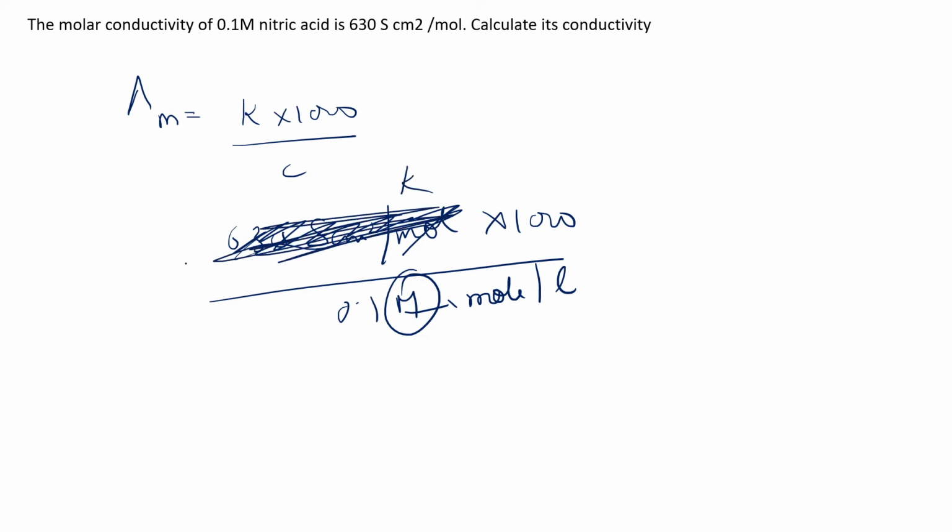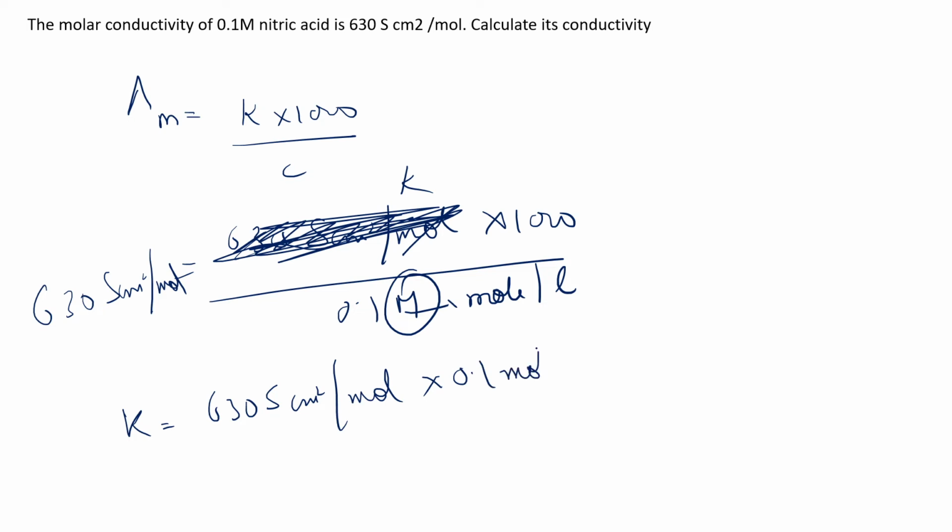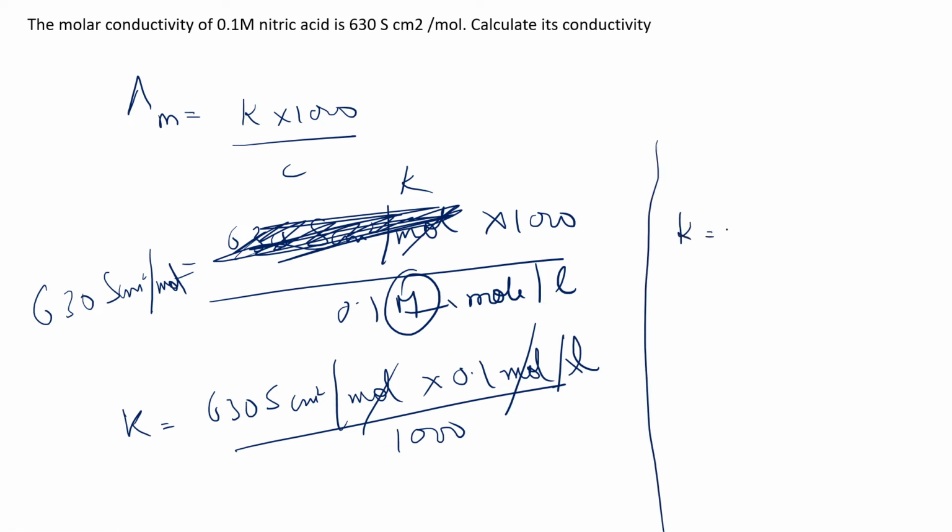Kappa you need to calculate, and the molar conductance they have mentioned is 630 Siemens centimeter square per mole. So kappa will be 630 Siemens centimeter square per mole into 0.1 mole per liter divided by 1000. This mole and this mole will cancel out, and you will be left with kappa equal to 630 into 0.1 divided by 1000, giving a value of 0.063 Siemens centimeter inverse.